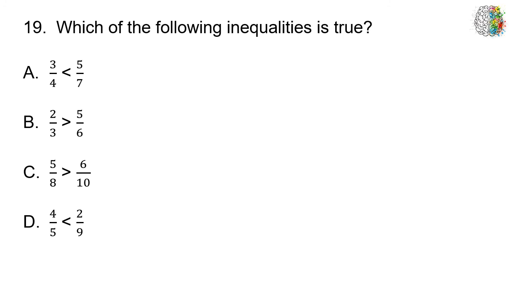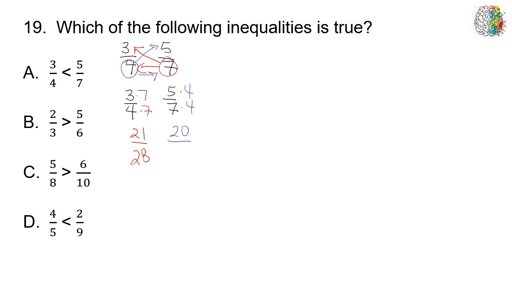So let's go through each of these fractions and walk through them step by step to see how we would do that. If I start with number A, 3/4 and 5/7, I am going to write down my first fraction, and then I'm going to take the opposite denominator and multiply the top and the bottom. So that's going to give me 3 times 7 is 21. The bottom is 28. Now I'm going to write down my second fraction, and I'm going to do the same thing, taking the opposite denominator and multiplying it by the top and the bottom.